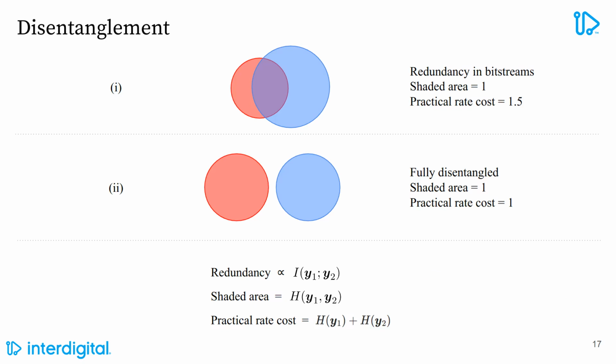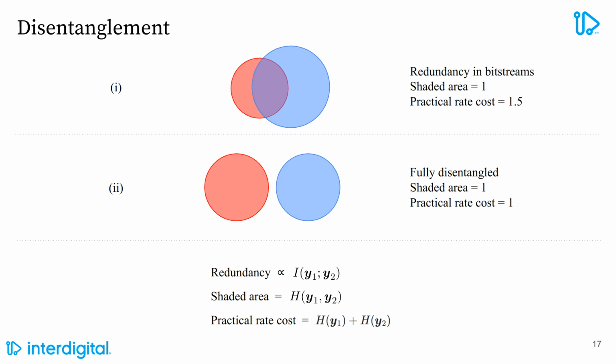These diagrams demonstrate how redundancy in information affects the total rate cost. The first diagram contains redundancy in the bit streams due to the overlap in information. For an ideal codec, the total shaded area will be the rate cost. However, in practice, codecs such as ours may require the bit streams to be coded using disjoint entropy models. Thus, the actual rate cost is the sum of the area of each individual circle.